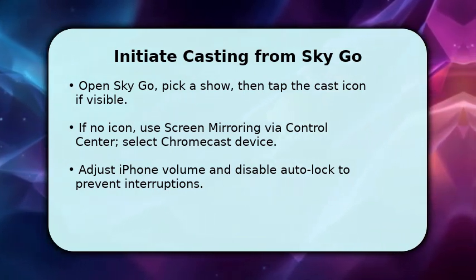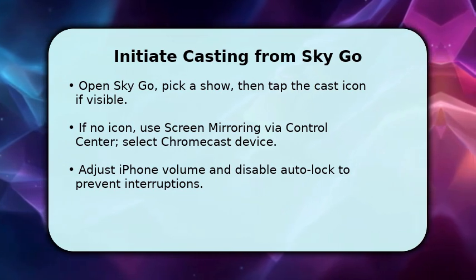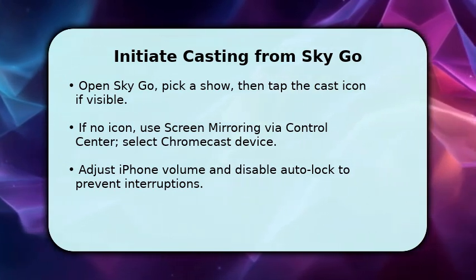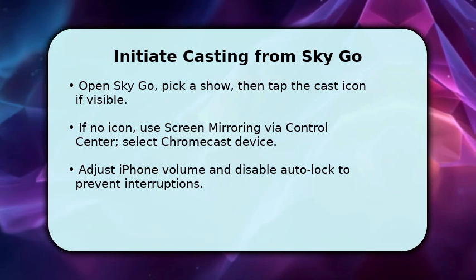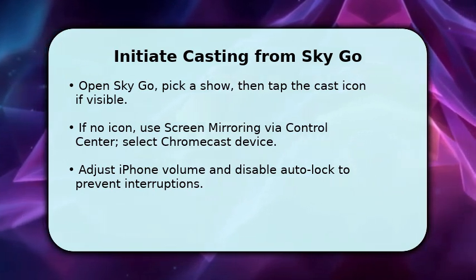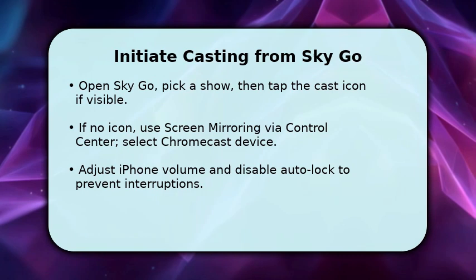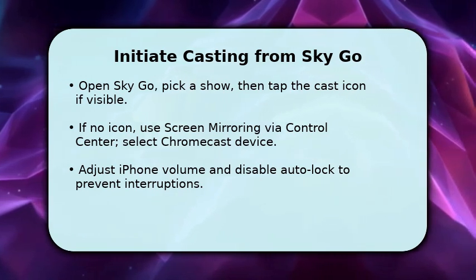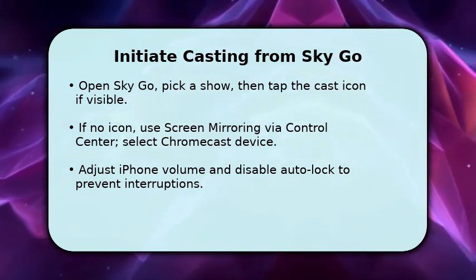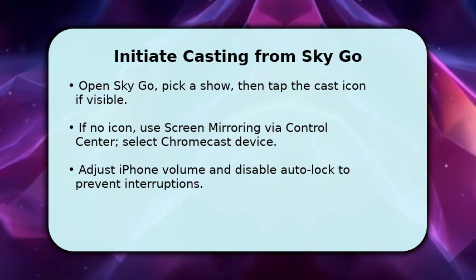If the cast icon doesn't appear because Sky Go blocks native casting, use screen mirroring from Control Center and select your Chromecast. This mirrors the whole screen, including audio. While mirroring, make sure auto lock is off and your phone volume is set. This keeps playback smooth and prevents the phone from sleeping mid-cast.